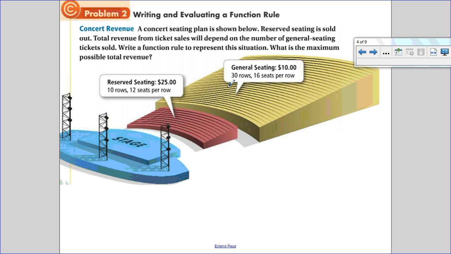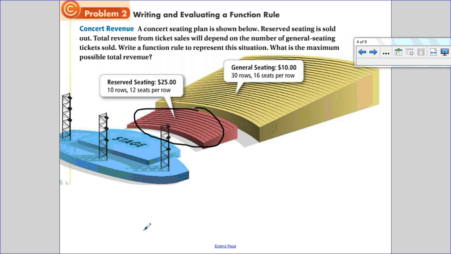All right. What are our variables? What are we looking for? Well, we're looking for total revenue, so the total amount of money made. So I'm going to use an R for total revenue. And what is the thing that's changing? The only thing that can change is the number of general admission seats sold. They already told us that this section right here is completely sold out. If it's completely sold out, that's added on no matter what, because that's always already sold.